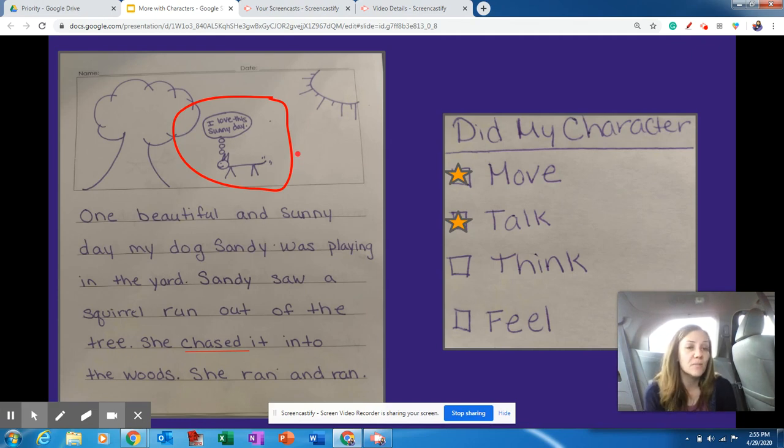and I have a little speech bubble up there, so that lets my readers know that Sandy is talking. Inside that speech bubble, it says, "I love this sunny day." Sandy's talking. So on this page, I made sure my character was moving and talking.